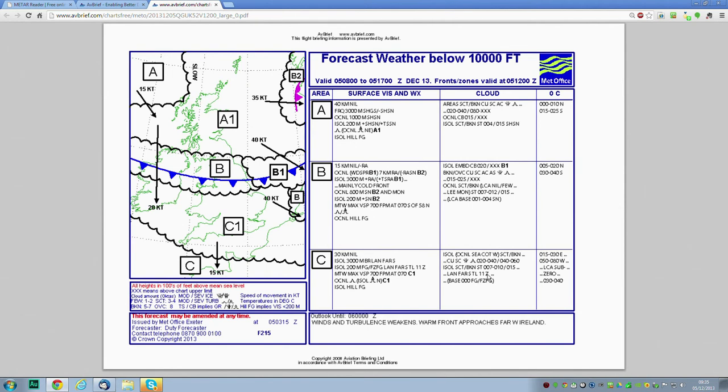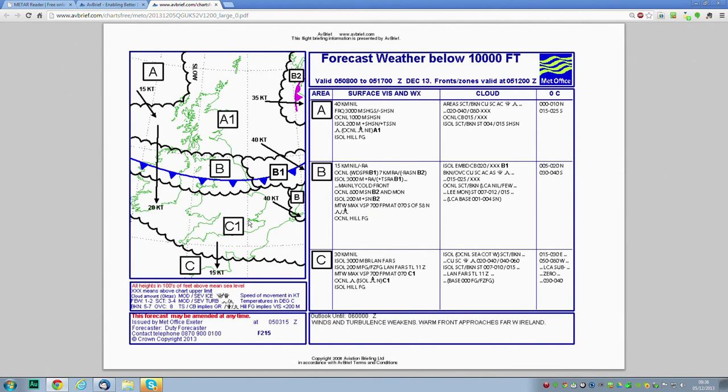So there's a lot of low cloud actually at the moment when we're flying up to 3,000 feet or 2,500 feet. Really, we don't want to see cloud at 700 feet or 1,000 feet or 1,500 feet. So the outlook until midnight is the winds and turbulence weakening as a warm front approaches from the far west over Ireland. But however bad it is in area C and C1, it's obviously far worse in area B. And this is valid from 8 o'clock to 5 o'clock.